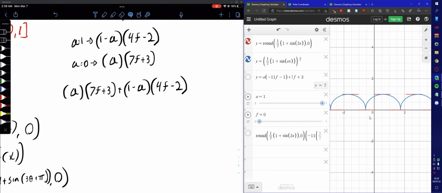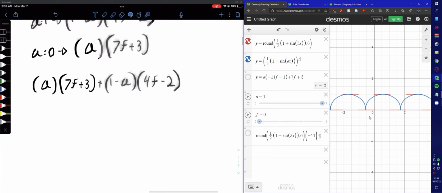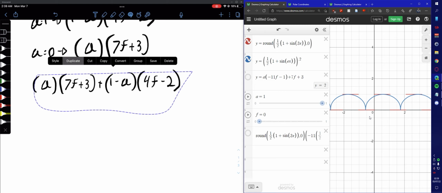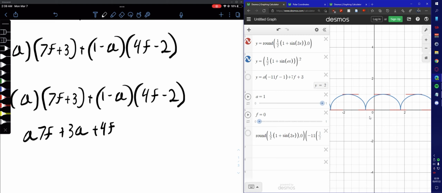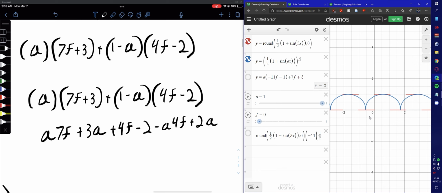And do some algebra. Because this is something that's discontinuous, and I want to approximate, so I only want to write it down one time. A(7f + 3a + 4f - 2) minus a(4f + 2a). Did I do that right? Plus 3a plus 4f minus 2 minus 4af plus 2a. I believe so.